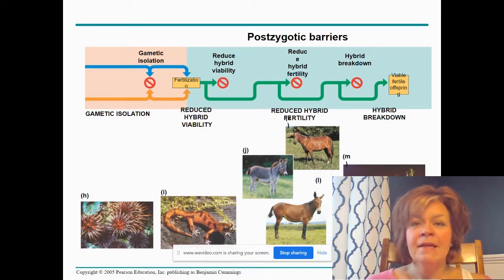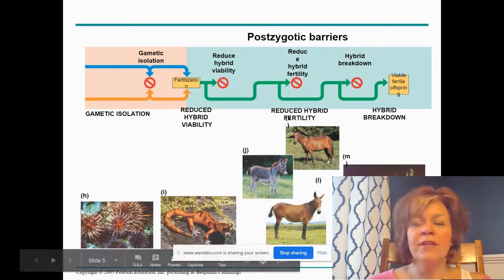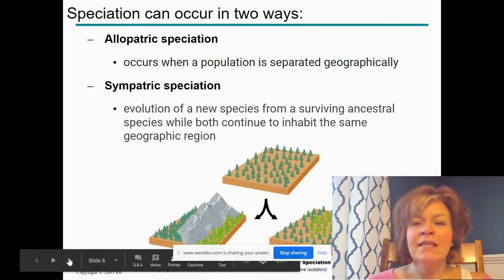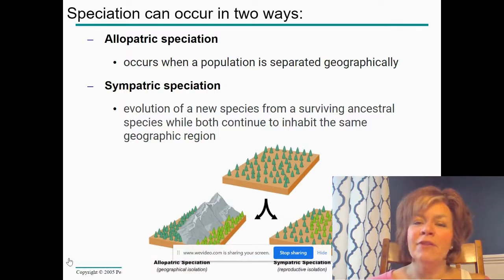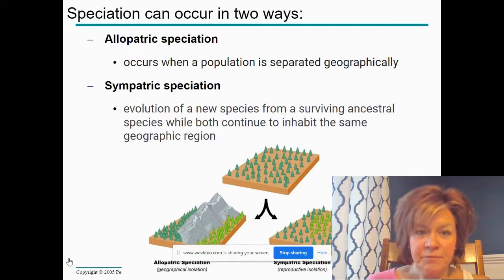Okay, and then the last one is called hybrid breakdown. So the two groups still mate with each other, and really we only see this in plants. The first generation of offspring is probably fine. They're still fertile. They can reproduce. But then in the second, third, fourth generation, there's a problem. So it takes time for that to break down. So the post-zygotic barriers, once again, is fertilization happens, but there is something wrong with the offspring.